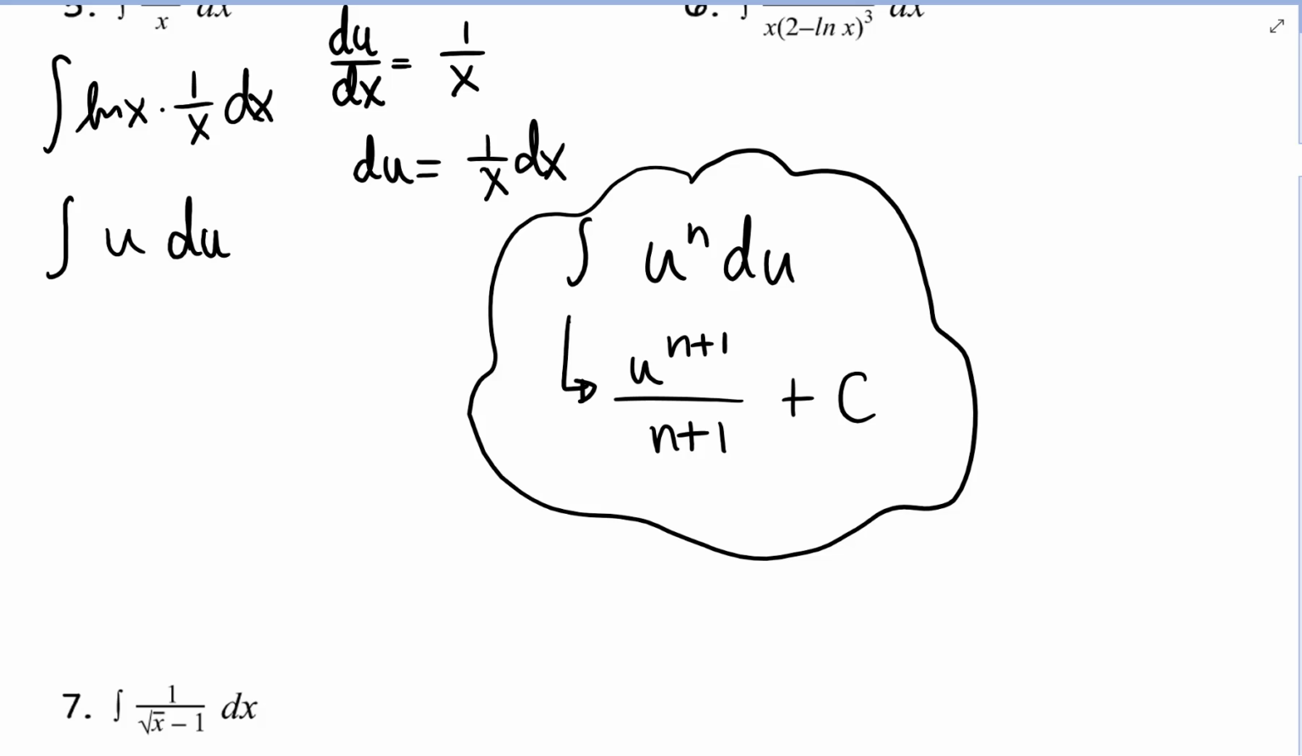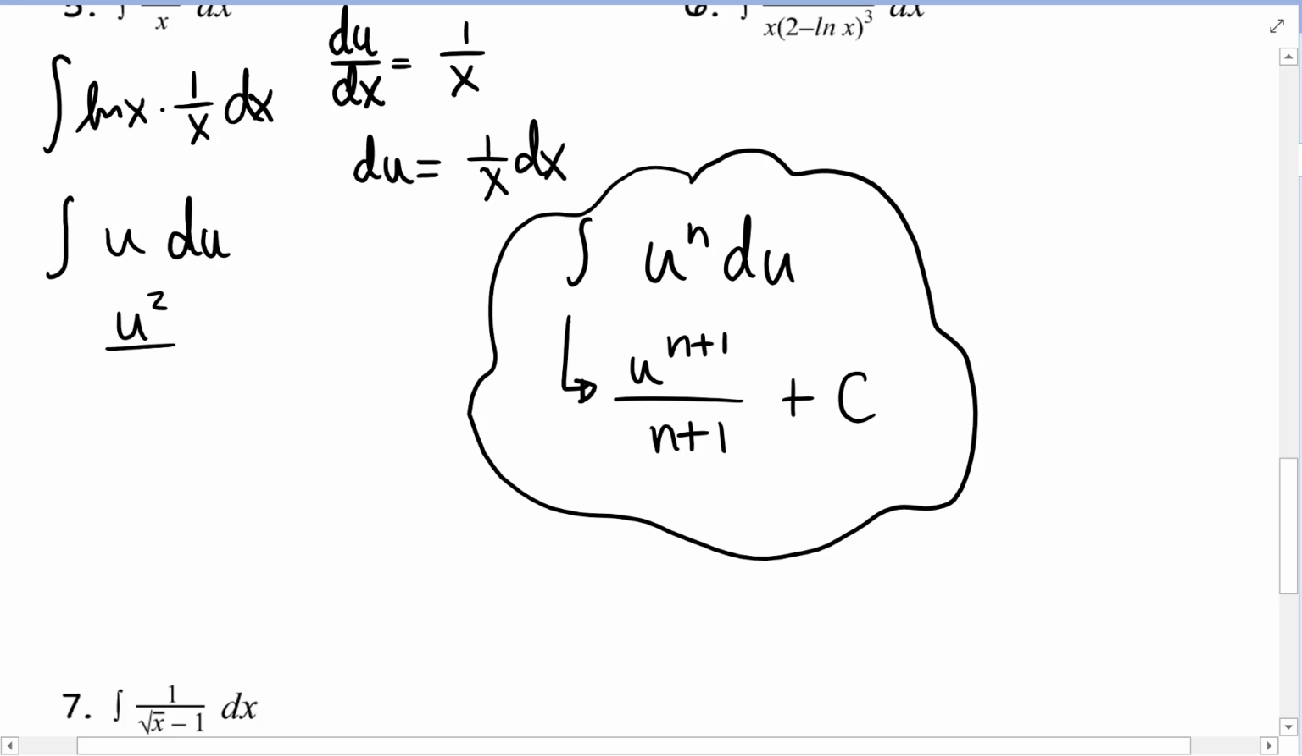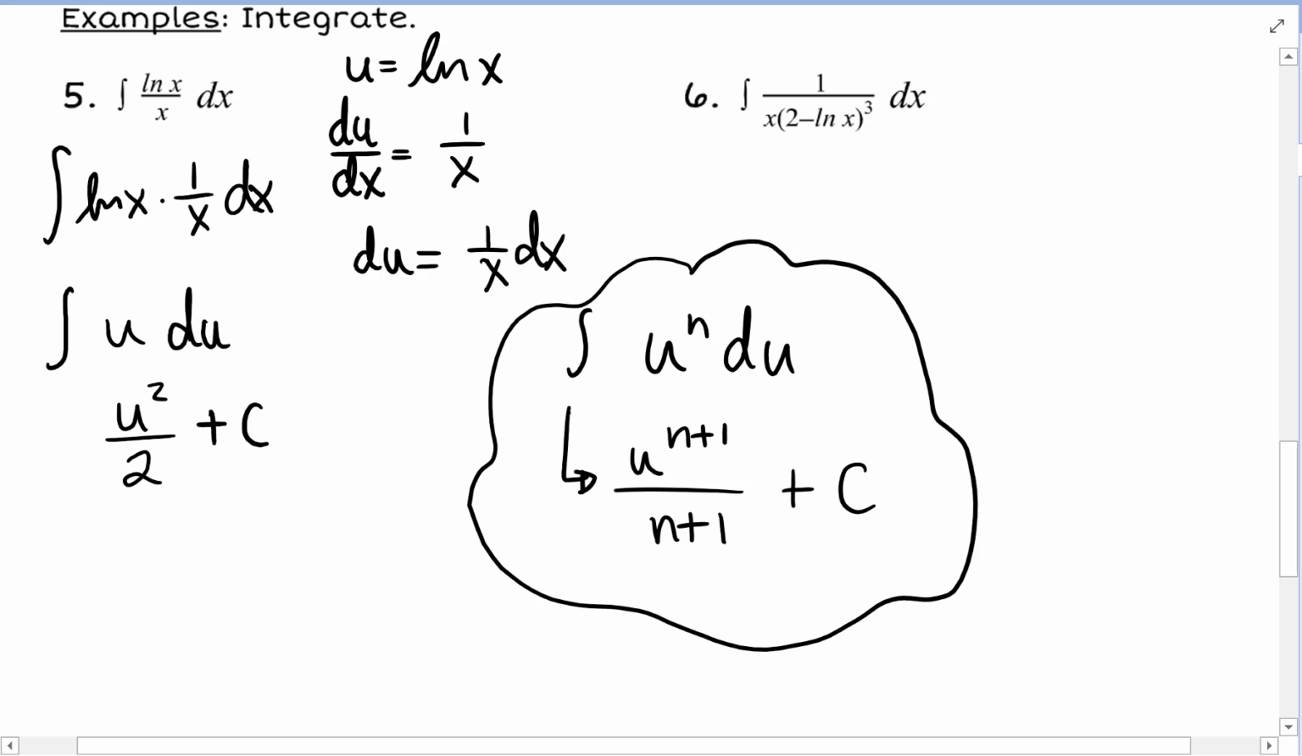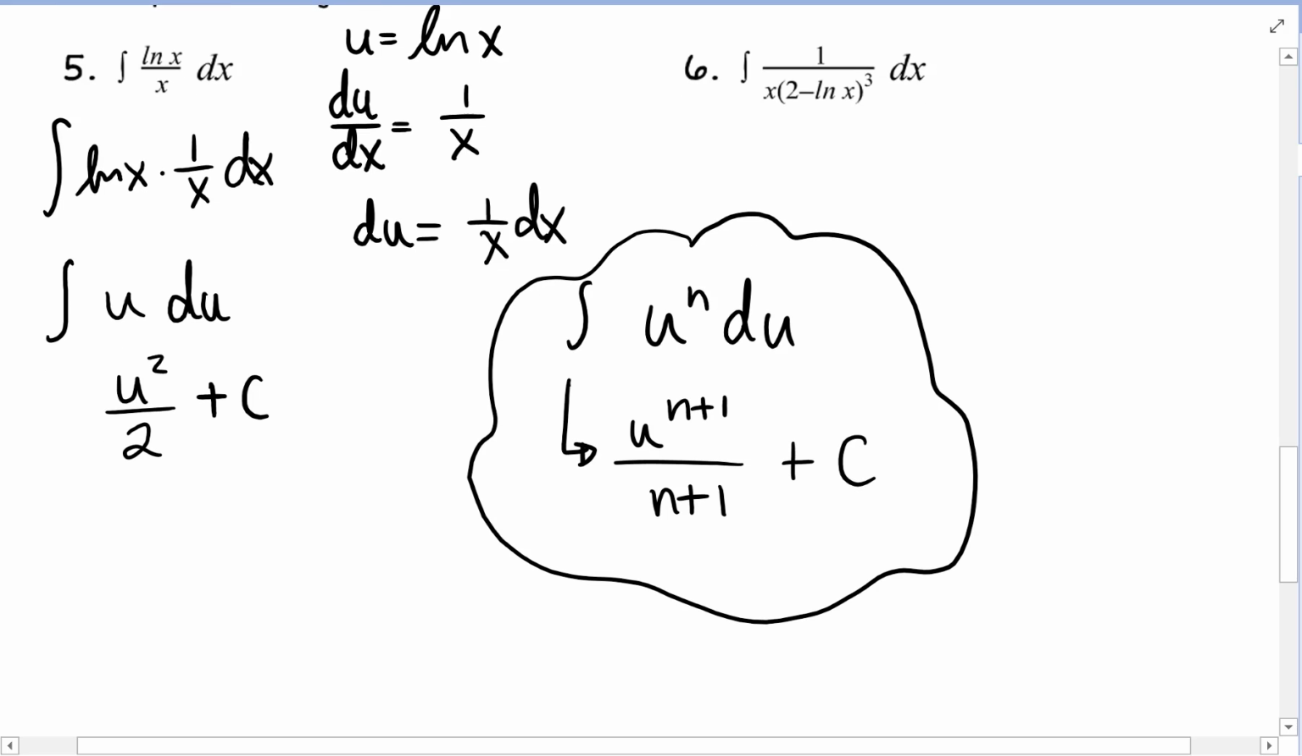So if we're taking the integral of some function of u to the power of 1, then we will just add 1 to that exponent. So 1 plus 1, which is 2, and this is over 2, plus c. They asked us to integrate with respect to x though, so let's substitute. U is equal to natural log of x, squared over 2 plus c.